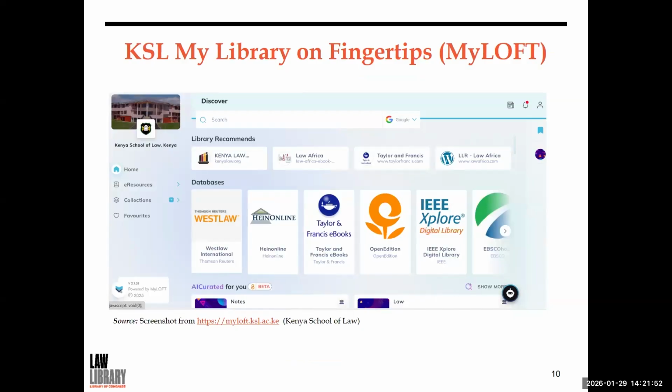That is MyLoft, my library on fingertips. It allows for remote access. With expanded learning, students don't have to access these e-resources or legal publications only when they are within campus. Even when they are outside Kenya School of Law, they are able to access these e-resources through this platform. It's for remote access. And the databases are there, well arranged. We arrange them alphabetically from A to Z.